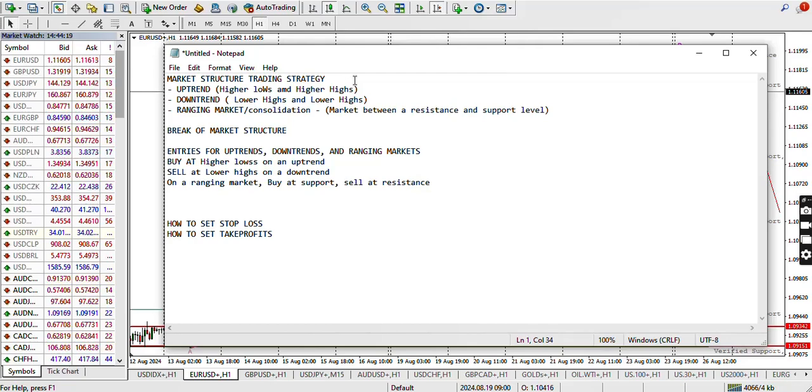I believe by now, if you've watched up to this point, that you understand what market structure is. You understand the different types of market structures that we have. You understand how to recognize when a break of market structure happens. Now you also know where to enter trades, where to put your entries for uptrends, downtrends, and ranging markets. You know you have to buy at higher low points on an uptrend and sell at lower high points on a downtrend. You also know where to set your stop loss and your take profit levels.